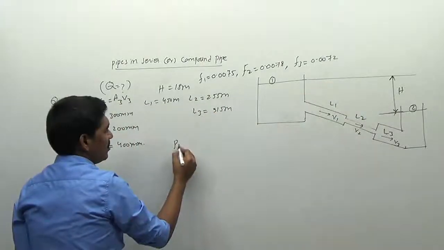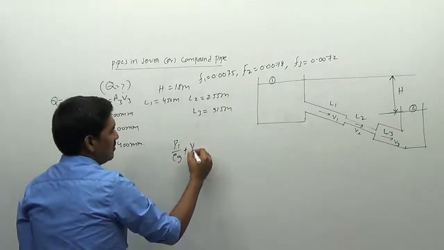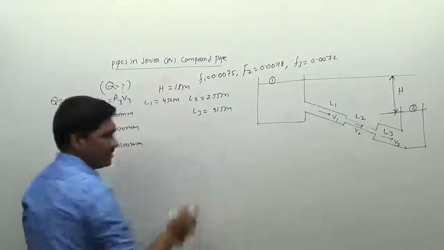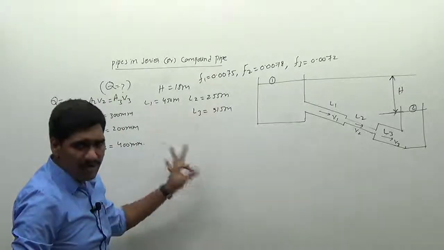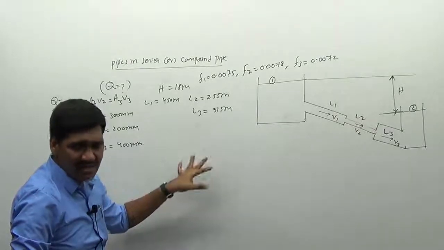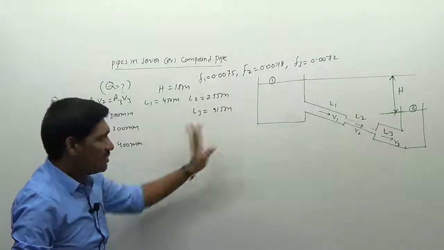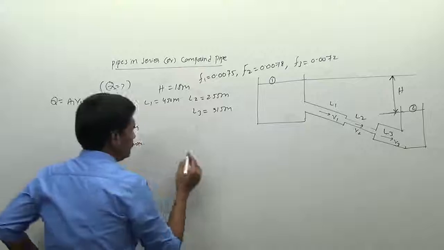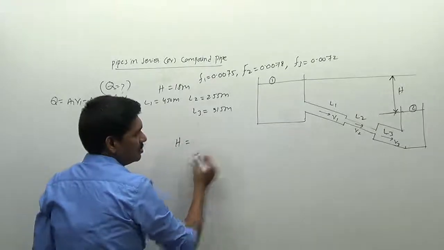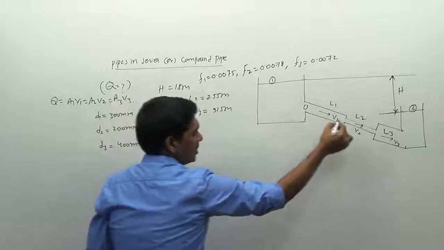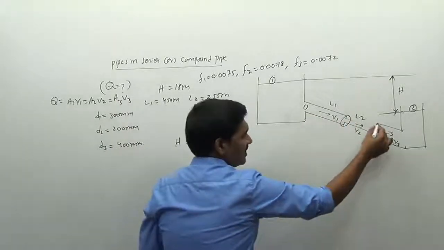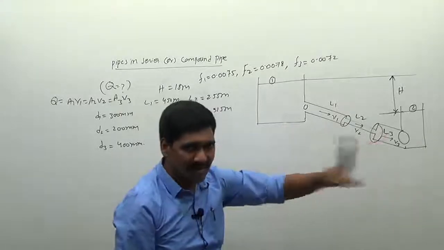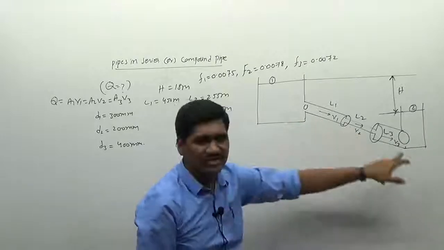Therefore, I can write P1 by rho g plus V1 square by 2g. No need to write all these things, I am writing the step directly. P1, P2 will be cancelled, V1, V2 will be equal to 0. So Z1 minus Z2 will be equal to height h. Therefore height h is equal to entry, contraction, enlargement, and again exit here. So 1, 2, 3, 4 are the minor losses, plus friction 1, friction 2, friction 3 are the major losses.